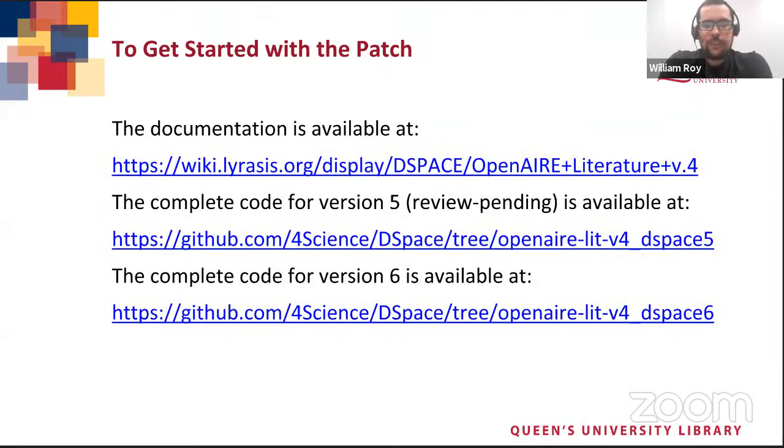Just a few more things. If you are interested in this patch, the documentation links are here, as well as the complete code for versions 5 and 6. I've been asked to convey that version 5 is in review pending status, and this is likely due to the fact that the DSpace community is largely focused on DSpace 7 at the moment. And the code for version 6 is being merged into the 6.x maintenance branch, and will be part of the 6.4 release. So only minor configuration changes within version 6 will be needed to enable the OpenAIRE literature context in your repository.